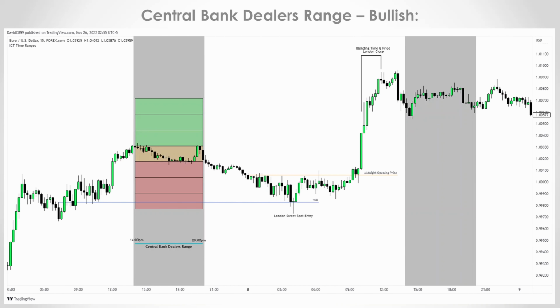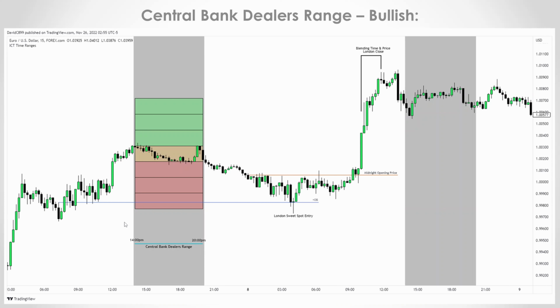Central bank dealers range bullish example. First of all, we have to determine the equilibrium price point during the time period from 2 p.m. to 8 p.m. New York local time. We are using the lowest body close and the highest body close during the time period from 2 p.m. to 8 p.m. because this is defined by the central bank dealers range.